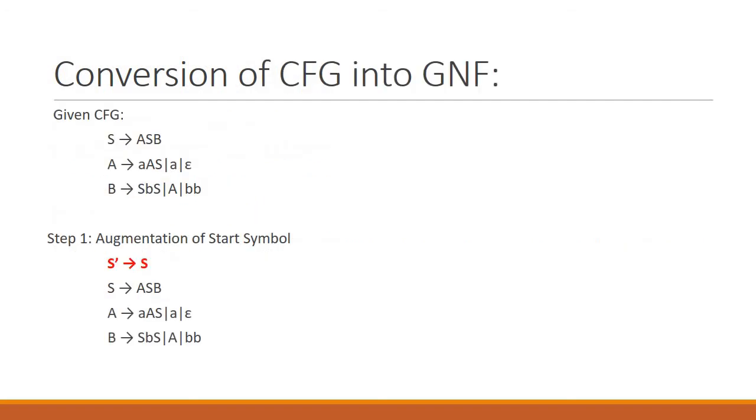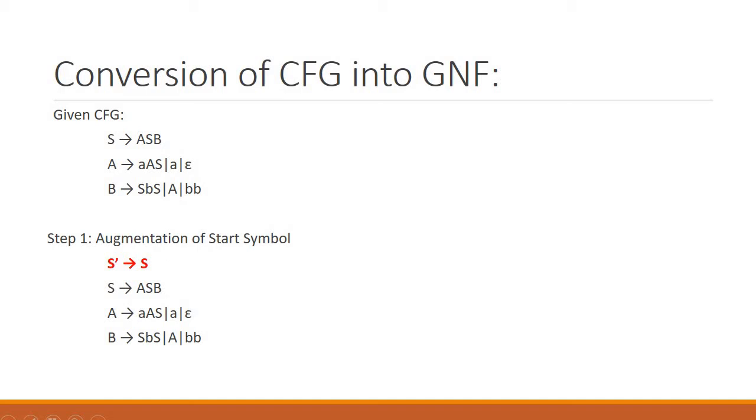The grammar is the same as we have taken in the Chomsky's lecture. So here S produces AsB, and A is producing aAs and A epsilon, where B is producing bAsB and bb. So the very first step is the same as what we used to do, that is the augmentation of a start symbol. So we are simply introducing a new start symbol.